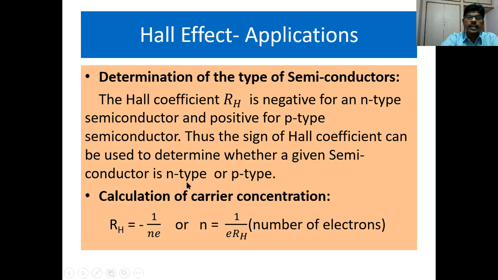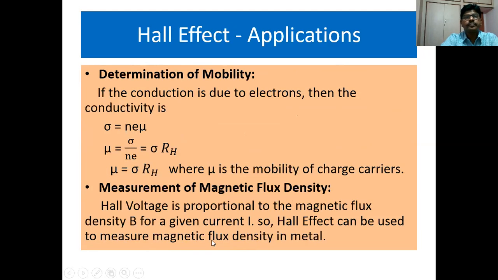Next, calculation of carrier concentration. We know that RH is equal to minus 1 by Ne, minus sign if it is an N-type semiconductor. Magnitude wise, now N is equal to 1 by e RH. From this we can calculate the number of electrons if we know the Hall coefficient.